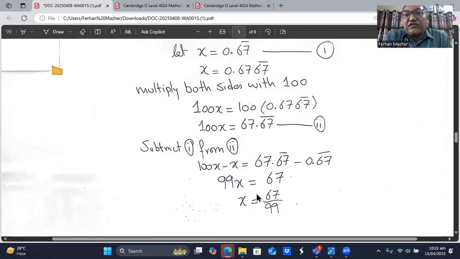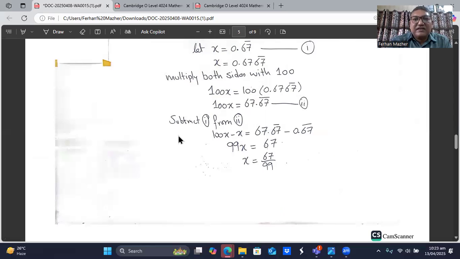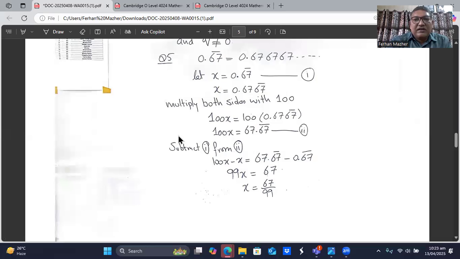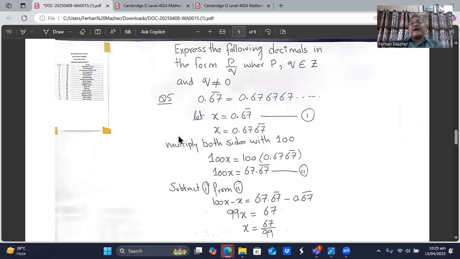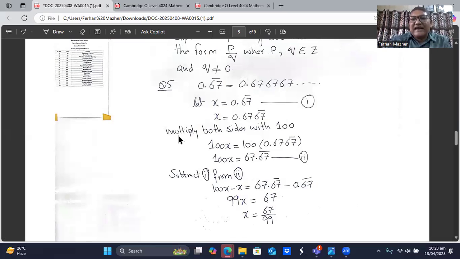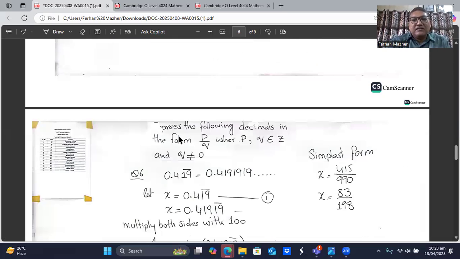So in your calculator, if you enter 67 divided by 99, you will get 0.676767676767. That 67 will be non-terminating recurring. So this is how this is done. This is the fifth question which we have done on this topic. So I hope you understand. Let's do the next one.